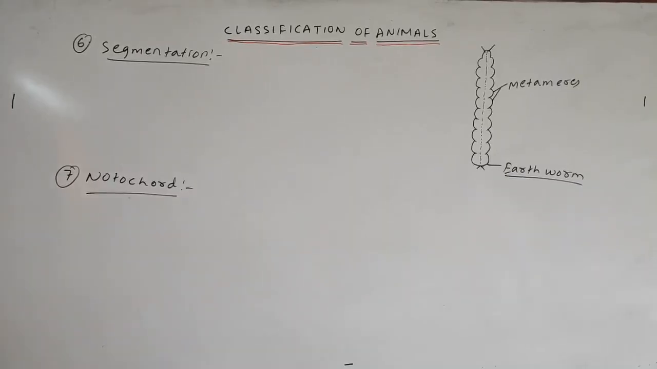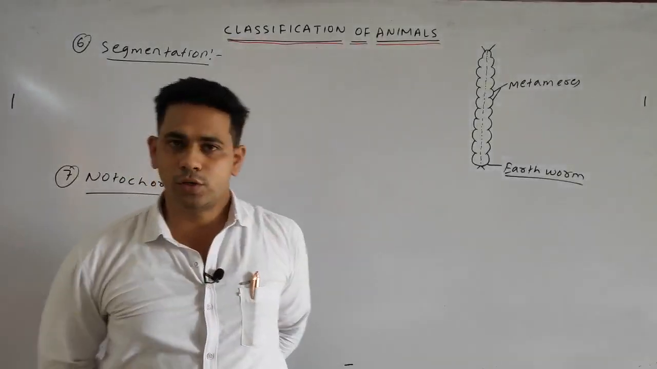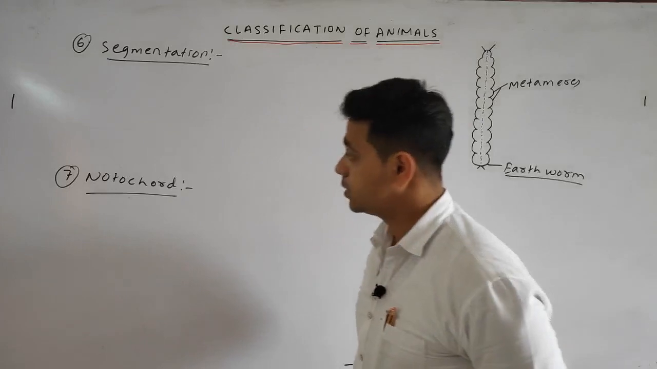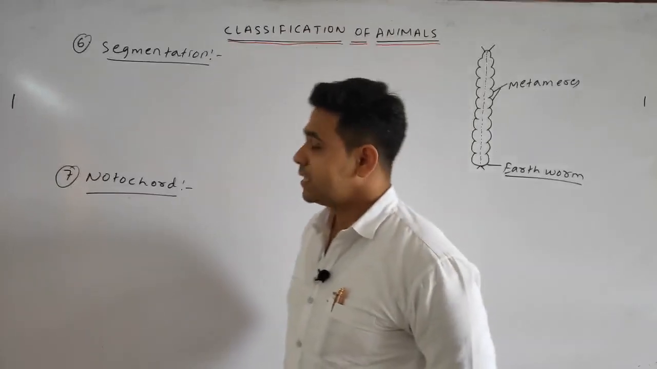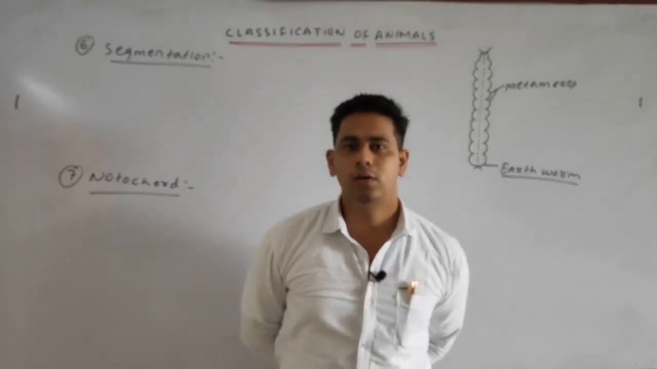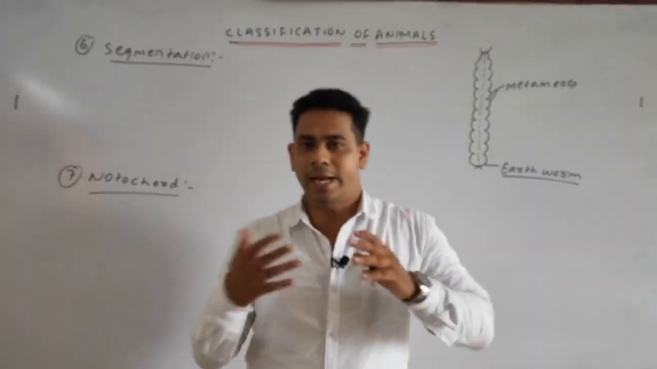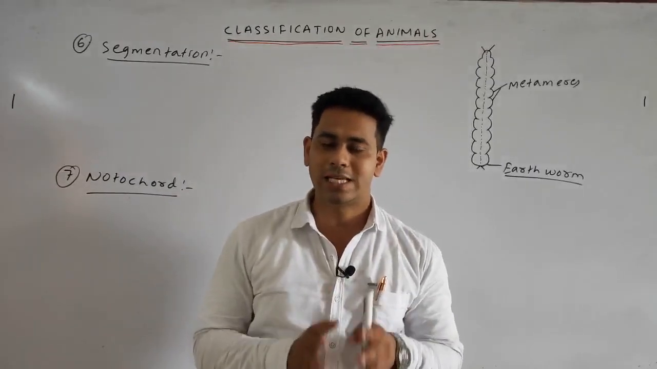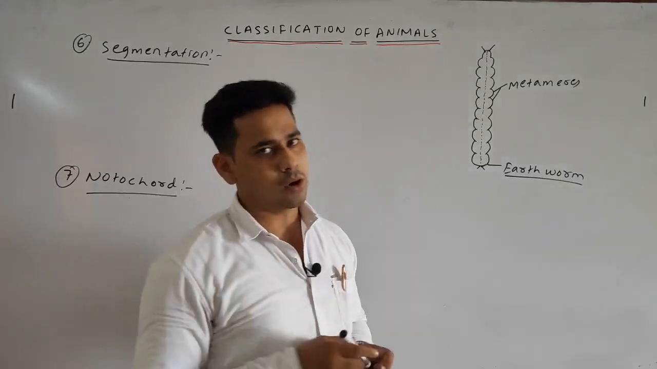Students, now come to the next classification of the animals. The sixth one is segmentation, and the seventh one is the notochord. Segmentation: in some animals, the body is divided externally and internally into various segments containing the same repeating organs.